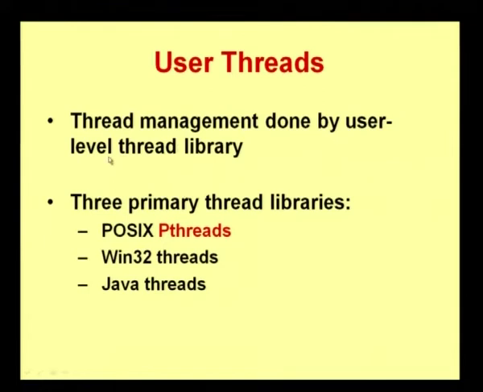Now let us see what are the different types of threads available. Threads are majorly classified into 2 types. One is called a user thread, the other is called a kernel thread. What is a user thread? A thread that is being used by the user is called a user thread. Thread management is done by a user level thread library. There are 3 different libraries available: POSIX pthreads, Win32 threads which are used for the Windows operating system, and Java threads which are used by the Java language.